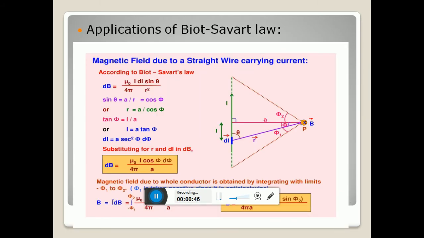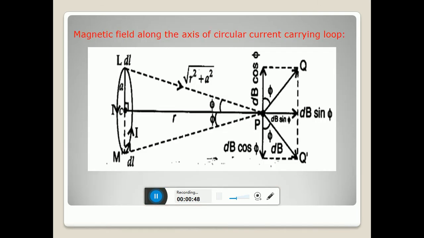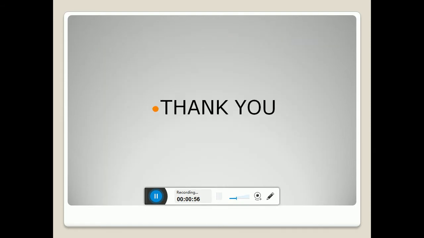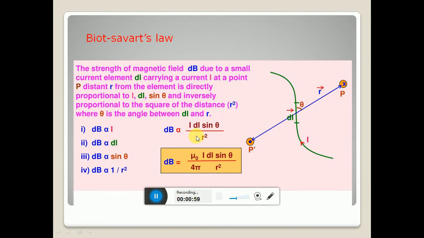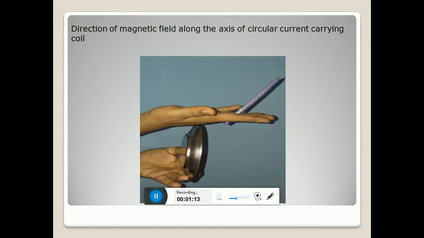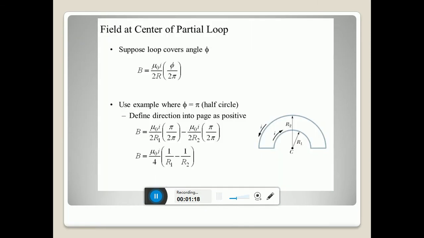Applications of Biot and Savart's law: magnetic field due to a straight wire, magnetic field along the axis of circular current carrying coil. In the second class we studied how to determine the direction of magnetic field after application of Biot and Savart's law, a detailed explanation of magnetic field along the axis of circular current carrying coil, and applications of Biot and Savart's law for different current carrying structures.